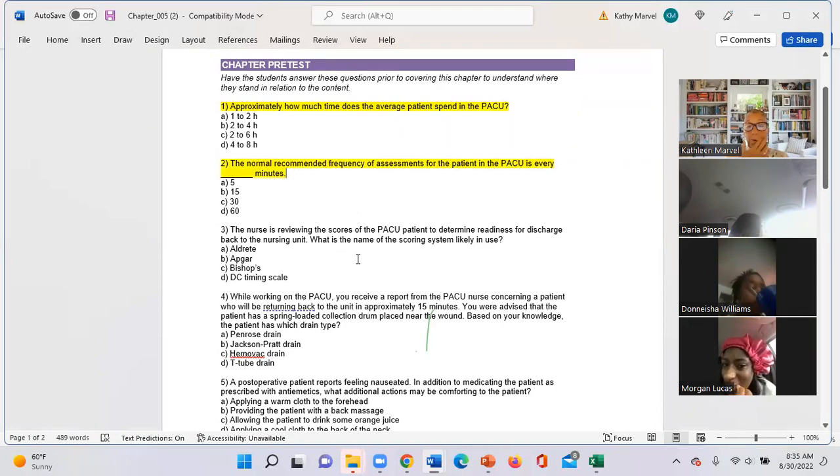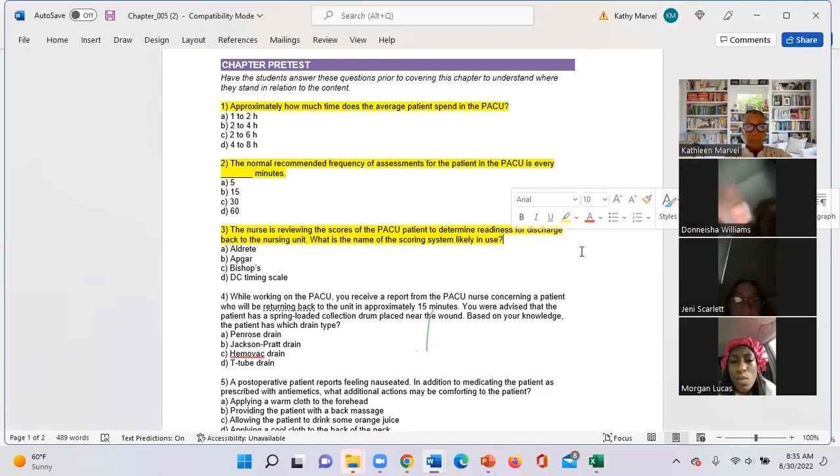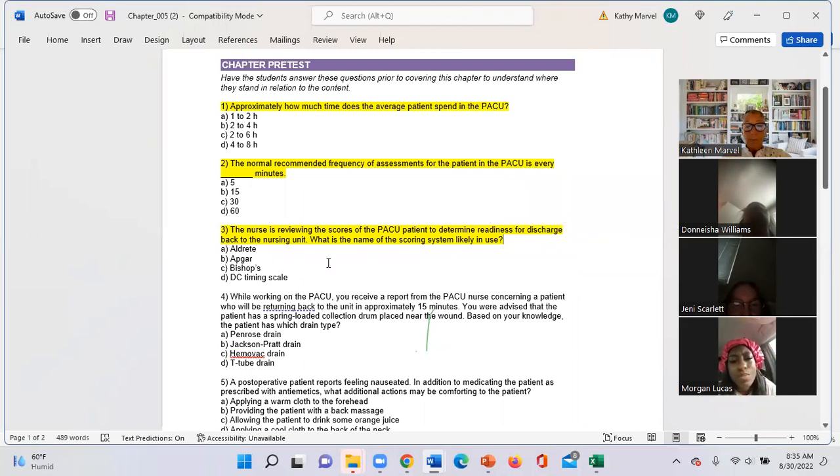Well, you guys can read number 3. I don't need to read it for you. Go ahead. B. No, B is APGAR. What's that for? That's for babies. So is it C? It is A. No, okay.